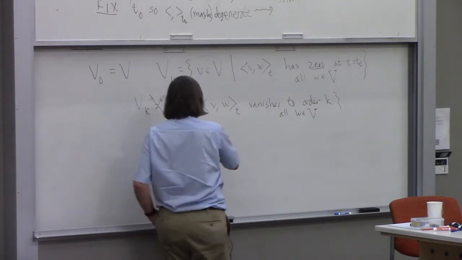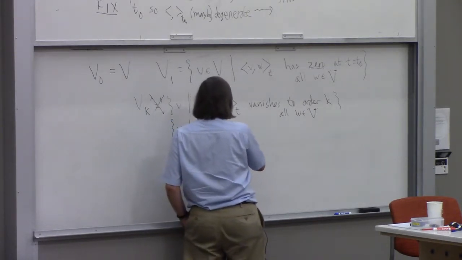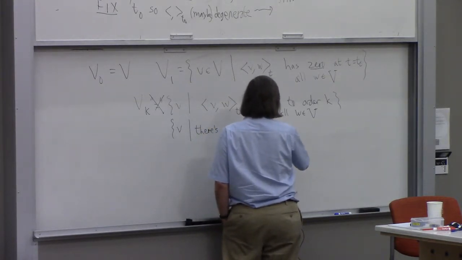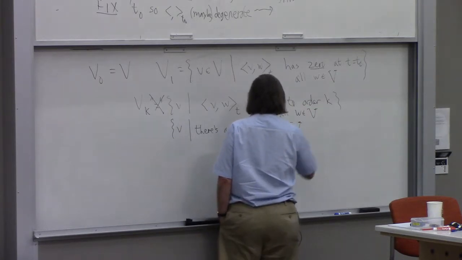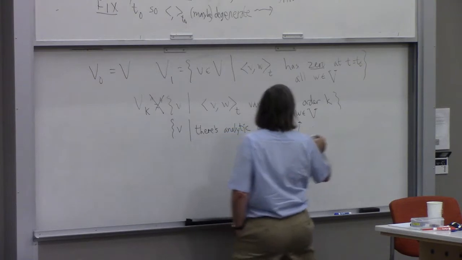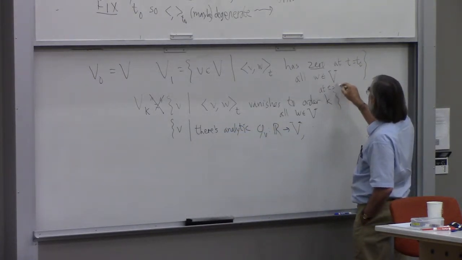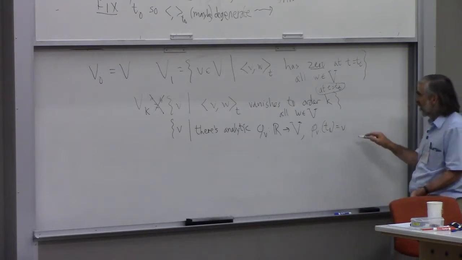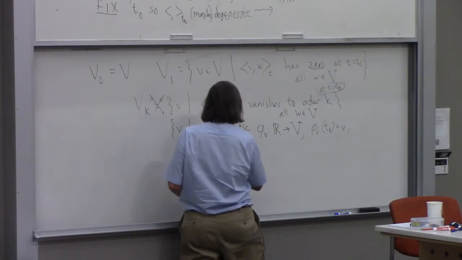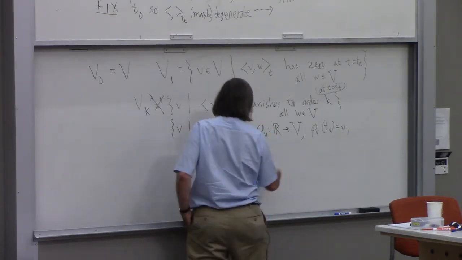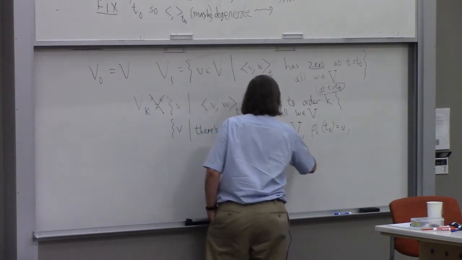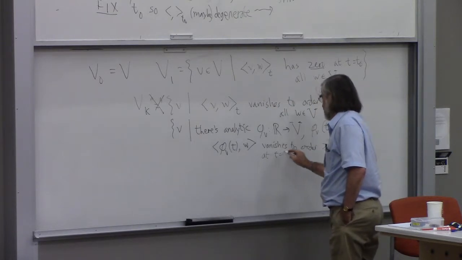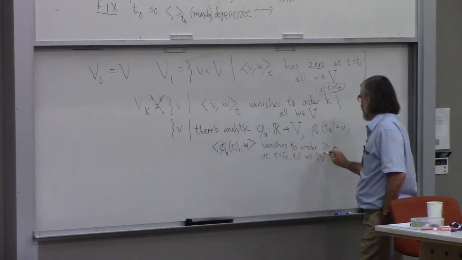It's the set of v so that there's an analytic map phi sub v from R to V with order k at T equals T0, such that phi sub v of T0 is equal to v, and this inner product of phi sub v of T with w vanishes to order greater than or equal to k at T equals T0 for all w in V.